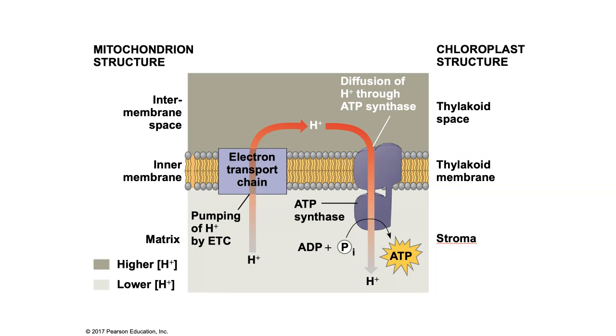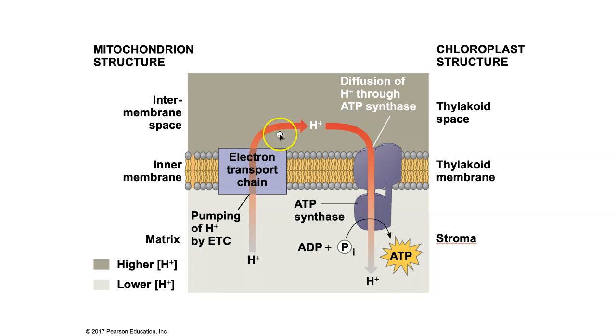So that should look very similar to what we saw in the mitochondria for cellular respiration. This is a picture comparing the two. So let's say on the left we have a mitochondrial structure, and on the right we have the chloroplast. Both of them had a membrane which contained the proteins that are part of the electron transport chain, right? So this is their general electron transport chain.